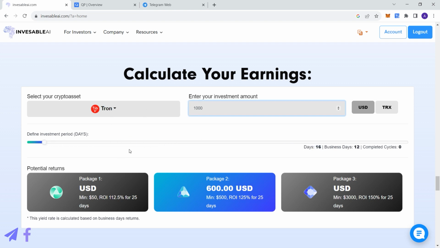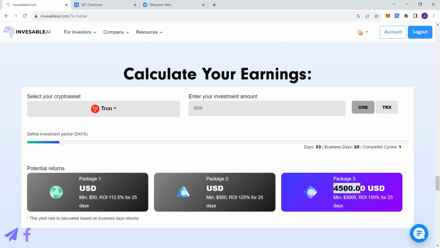If you were to deposit $1,000, let me see, do this again. You're going to earn $1,250. All right, for that plan. What happens if I deposit $3,000? Then you're going to earn $4,500.